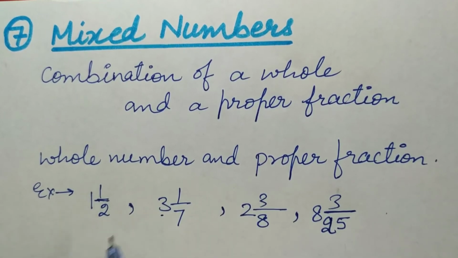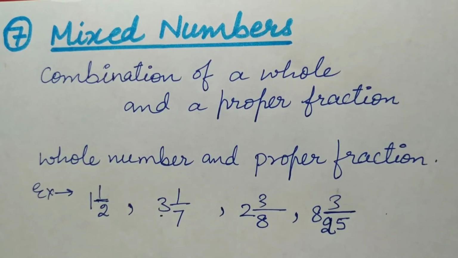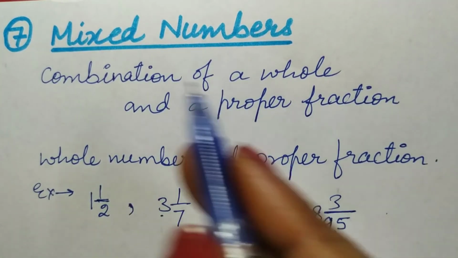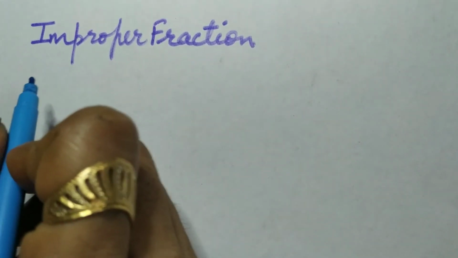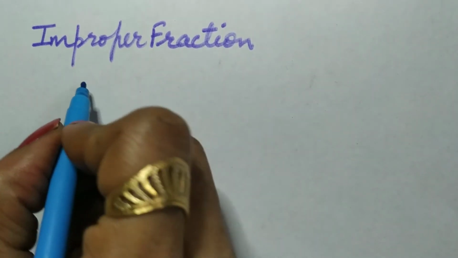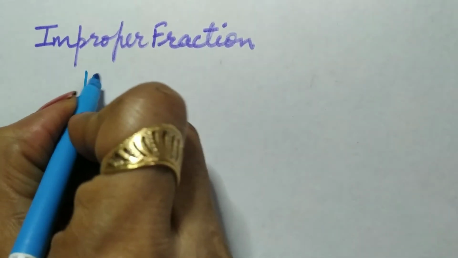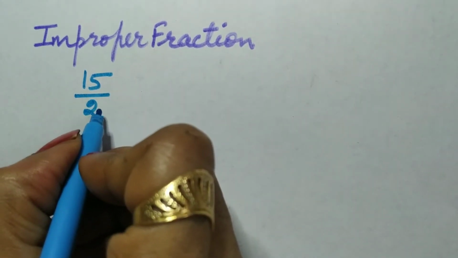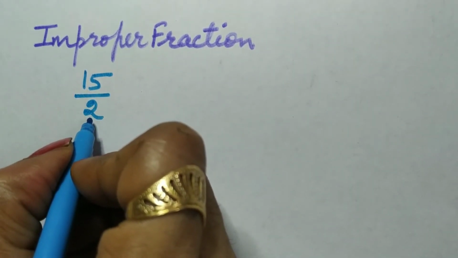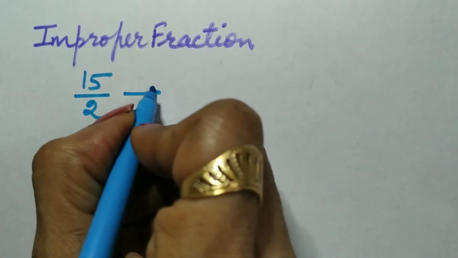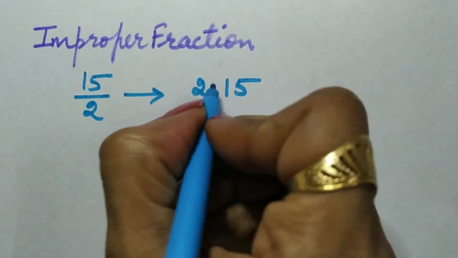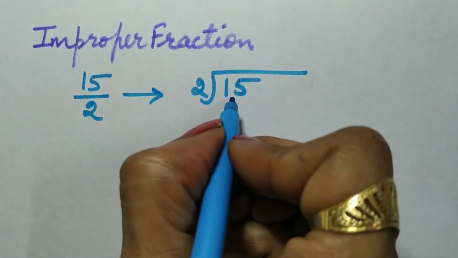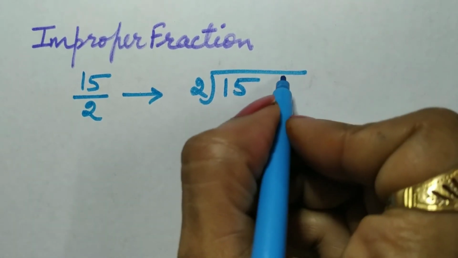Do you know improper fractions can be converted into mixed numbers? How? Let's see. Let's take an example of an improper fraction. See, 15 by 2. It is an improper fraction as the numerator is greater than its denominator. To convert it into a mixed number, we have to divide 15 by 2. 15 is the numerator and 2 is the denominator.